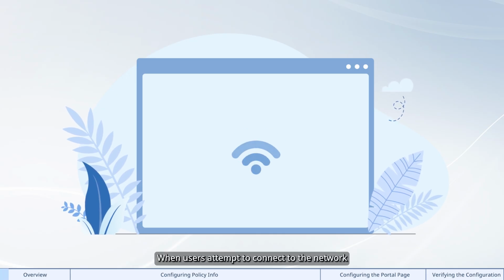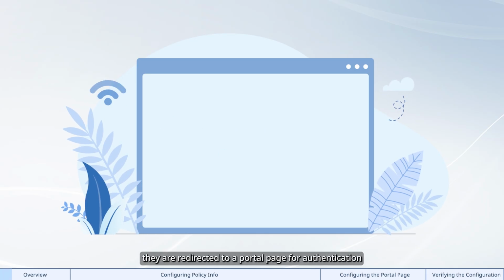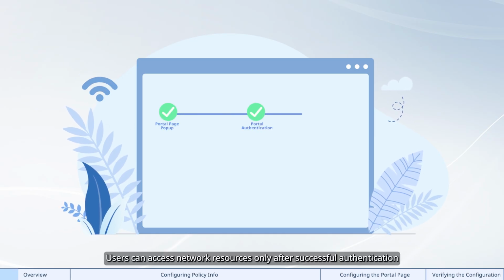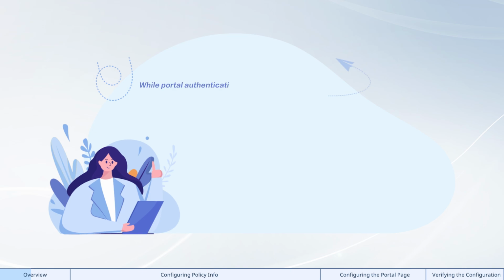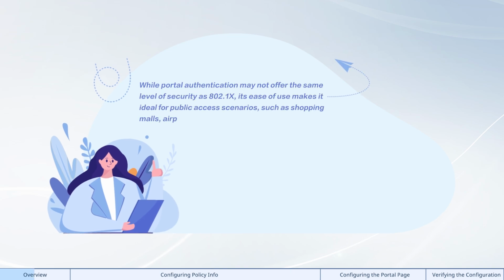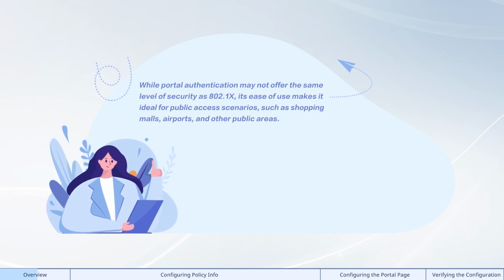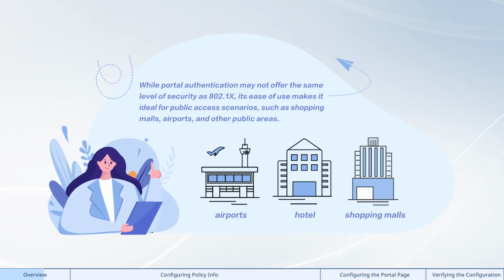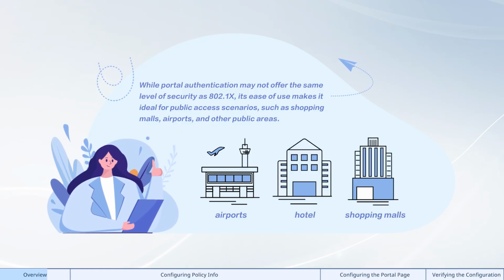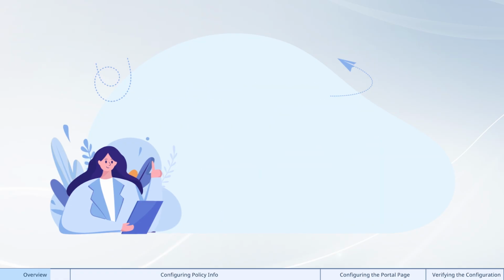When users attempt to connect to the network, they are redirected to a portal page for authentication. Users can access network resources only after successful authentication, ensuring network security. While portal authentication may not offer the same level of security as 802.1x, its ease of use makes it ideal for public access scenarios, such as shopping malls, airports, and other public areas.